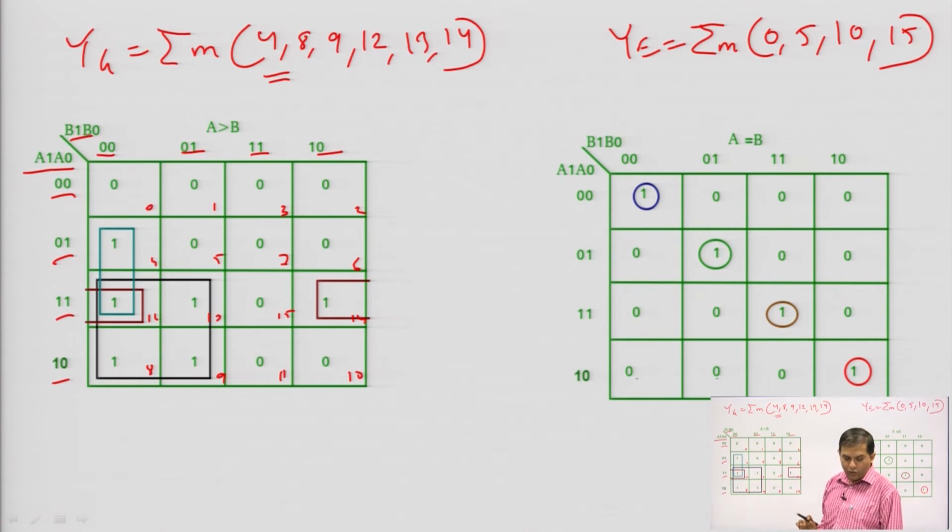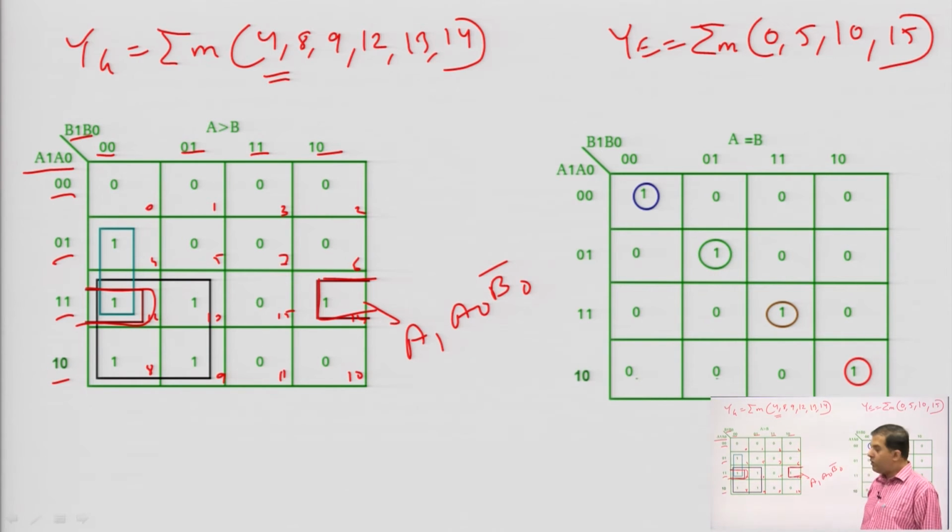Now, we will do the grouping. So, there will be 3 groups coming. See, one is for this one, these two ones will be grouped together. So, what will be the value of this grouping? This will be nothing but A1 A0 B0 bar.